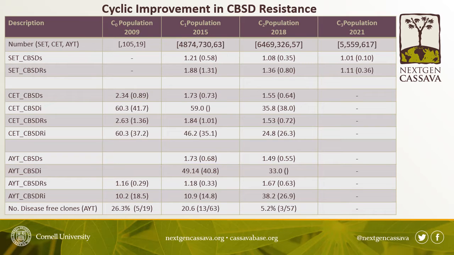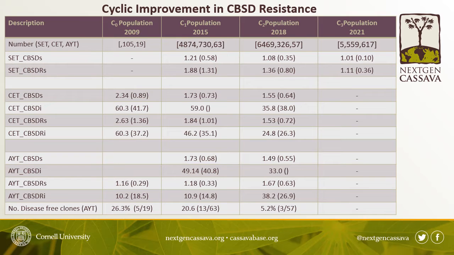Now for fair comparison, I've limited this to only datasets that are from Namulonge, where the SET trials are always conducted. So that means that I've pulled out data from cassava based on the SET trial, the CET trial, and the AYT trial datasets for only Namulonge. And for this comparison, we looked at cassava brown streak disease severity, which is CBSD as on foliar, and we looked at cassava brown streak disease root severity, which is the CBSD RS.